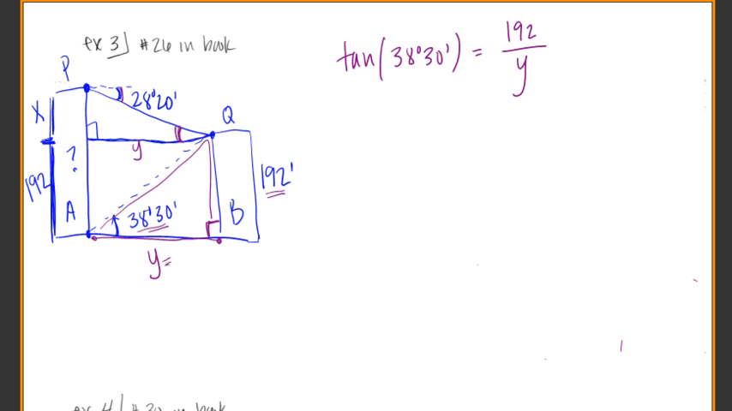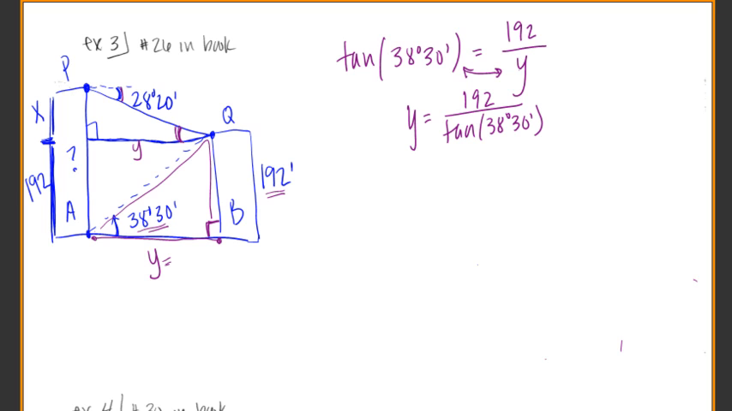And remember, anytime our variable's in the denominator and we want a quick solve, just swap those two around. Remember, that only works for the denominator, by the way, not the numerator. So y is equal to 192 over the tangent of 38 degrees 30 minutes.